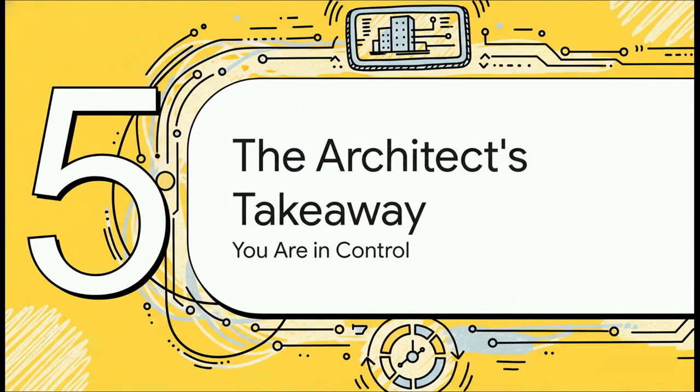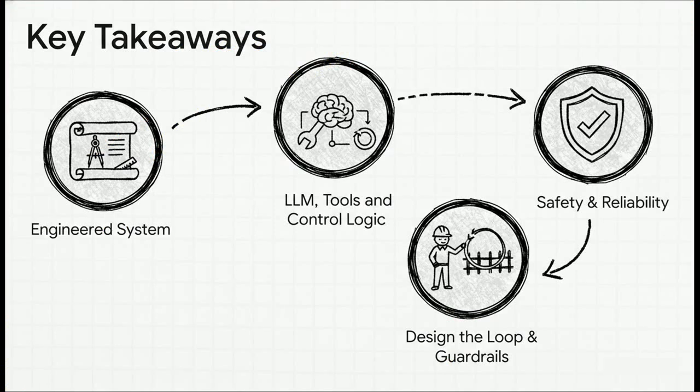So let's wrap this up with what I think is the most empowering part, the architect's takeaway. The main message here is that you are not just a passive user of this technology. You are the designer. You are the architect. You are in control. So let's just recap those crucial points one more time. Remember, an agent is an engineered system. It is not magic. The LLM is just the brain, and it's completely helpless without the tools you give it and the control logic you write.